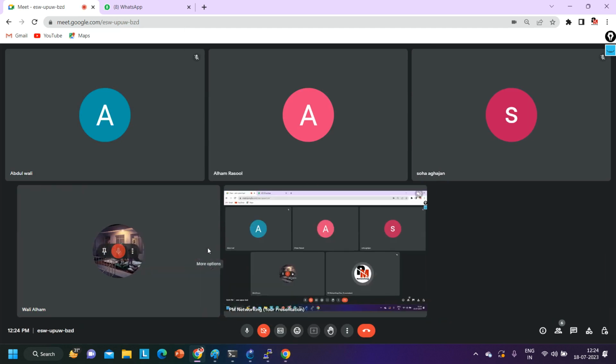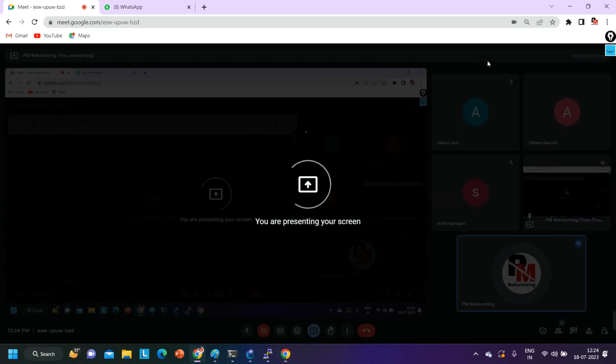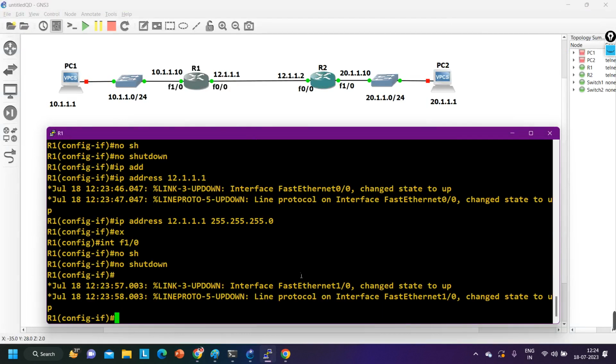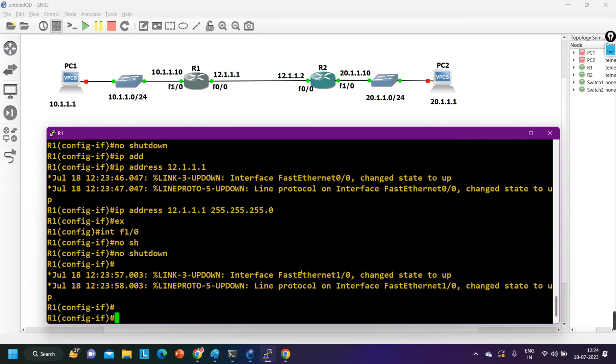I'm going to shift the class from Google Meet to Zoom. I think Zoom is better than Google Meet. Yeah, Zoom is better. Now is my screen visible and working?